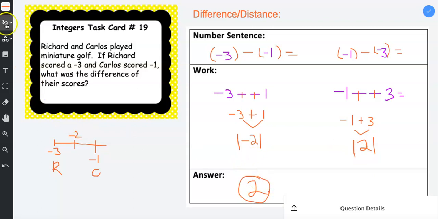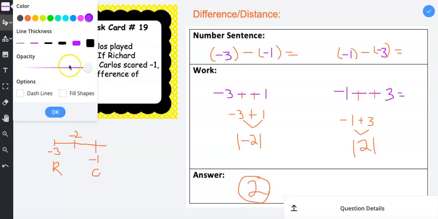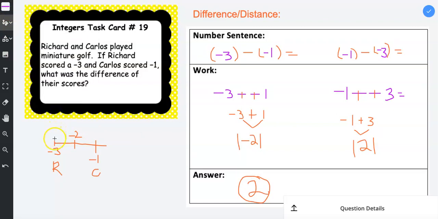Take a look on the number line. If we were to count this distance, you would see the distance between the two numbers is 1, 2. The total distance between them is 2 units. So let's make sure we answered the question. What was the difference of their scores? So there was a 2-point difference in their scores.